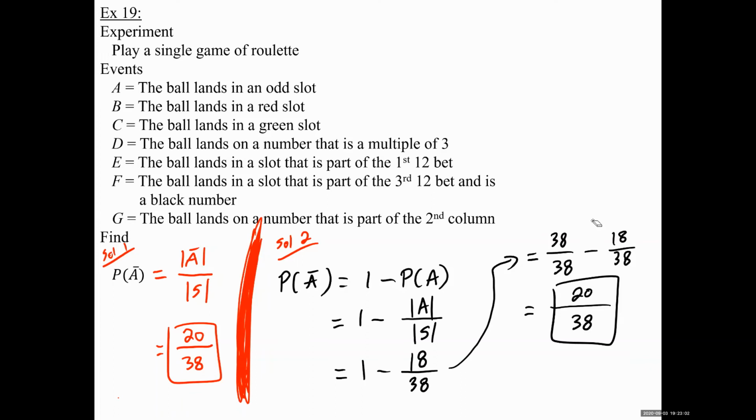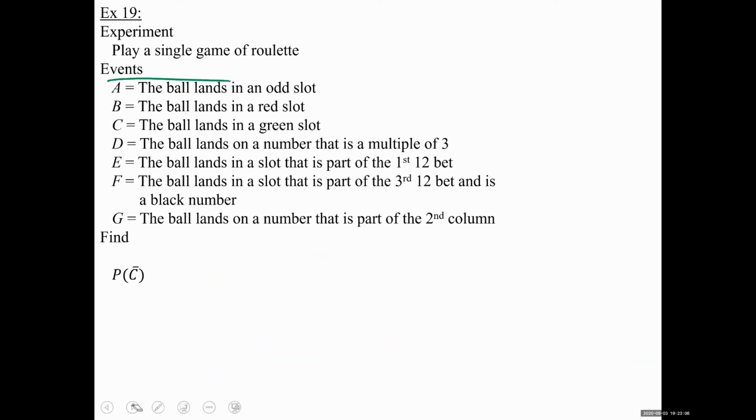We'll do one more example. Any questions so far? Okay, let's do this one then. Probability not C. I'm going to skip the third one. You can do that on your own afterwards. But let's do this one.